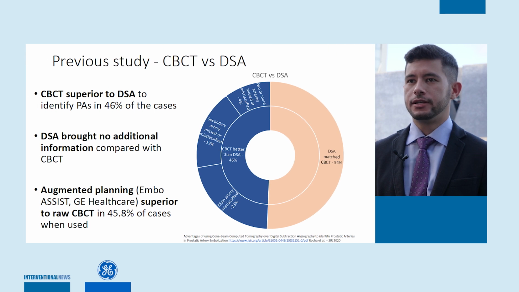At SIR 2020, we presented the results of a study showing that CBCT was superior to DSA in identifying prostatic arteries in 46% of the cases. And when used, Embo ASSIST allowed further identification of the prostatic arteries in almost half of the cases compared to CBCT. The objective of our latest study is to update the PAE anatomical standards published by Dr. Assis in 2015. Since then, we've routinely adopted the optimized imaging workflow using CBCT and Embo ASSIST.